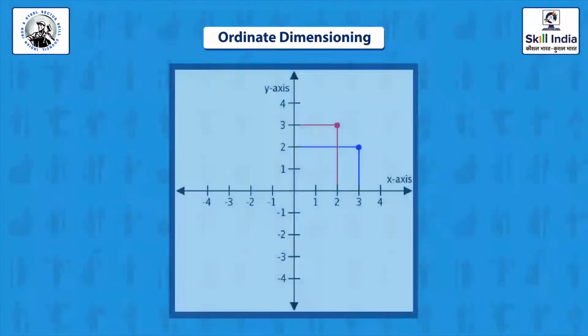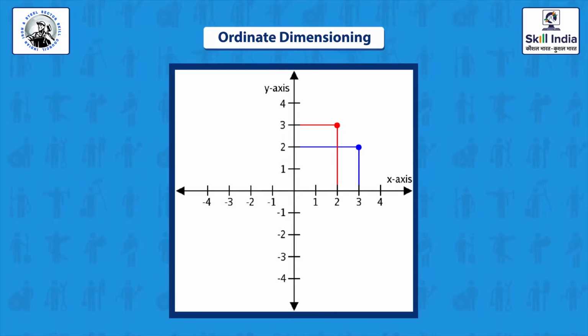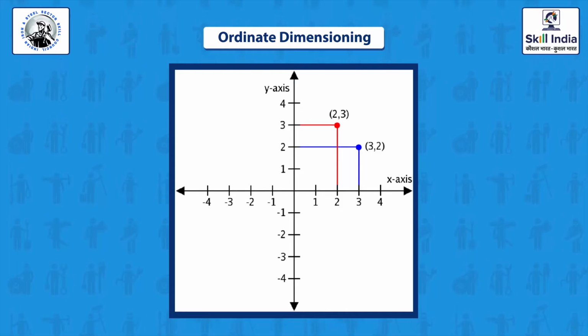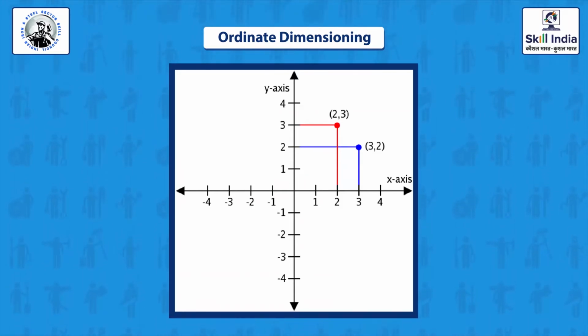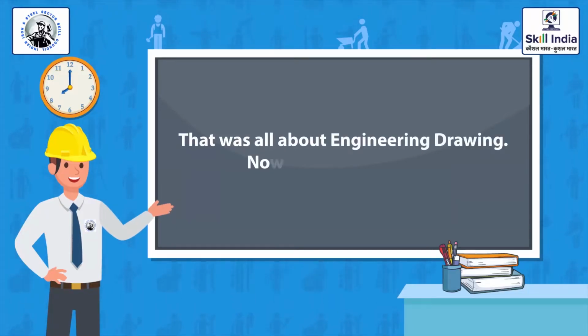Ordinate dimensioning measures along the x and y axes are shown by these extension lines, with the distance written in numerical form at the end of these lines. That was all about engineering drawing. Now let's move to tools.